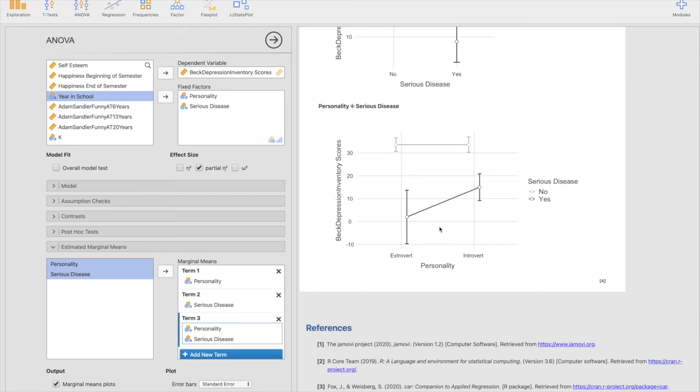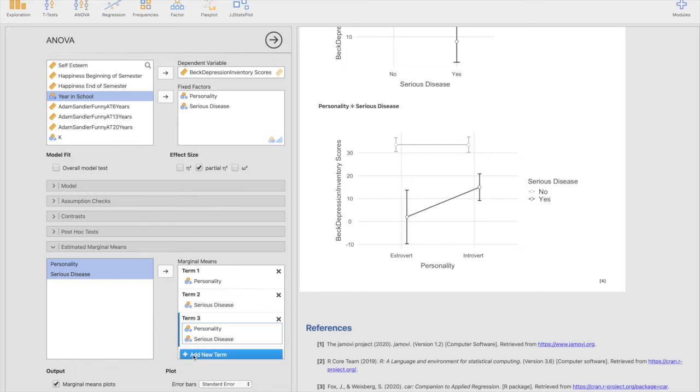But if it was significantly different and we were asked to interpret this interaction, what would we say? We'd say for those with a serious disease, one's personality type mattered. Those that were extroverted were more depressed than those that were introverted. Those without a serious disease, their personality type did not impact depression scores.